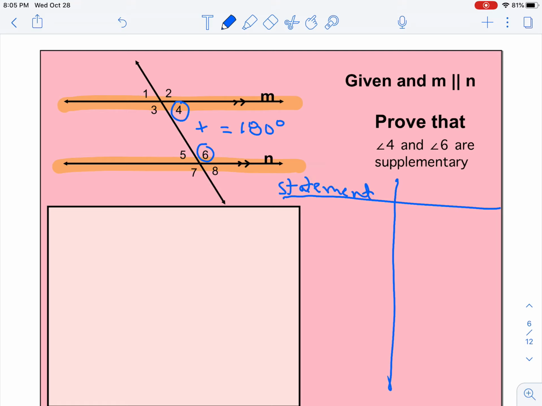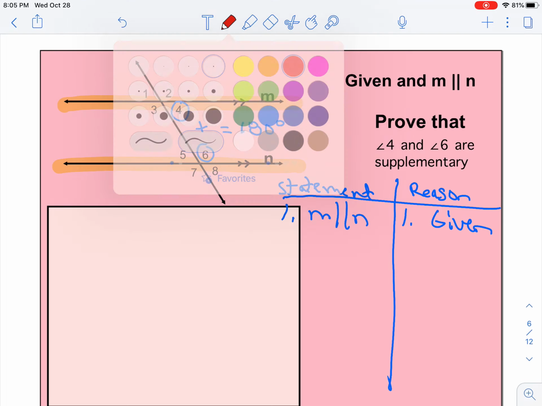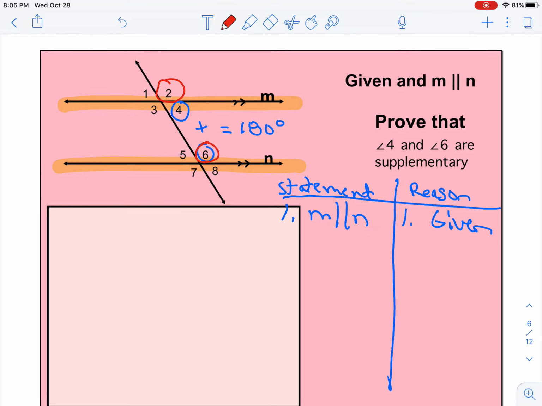So again, we'll write our two columns. And we'll get started with the given. So M is parallel to N. Okay, so again, we also know that angle 2 and angle 6 are congruent because of the corresponding angles again. So step number 2 is angle 2 is congruent to angle 6. And again, that is the corresponding angles postulate.